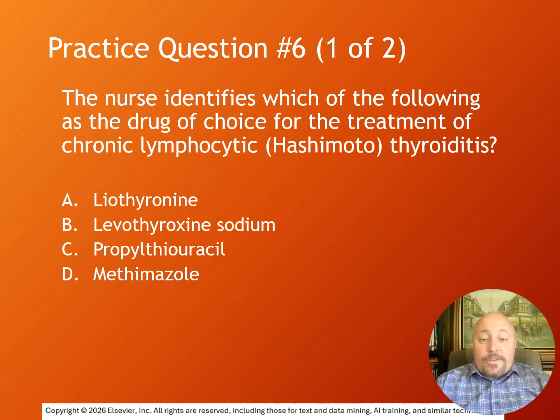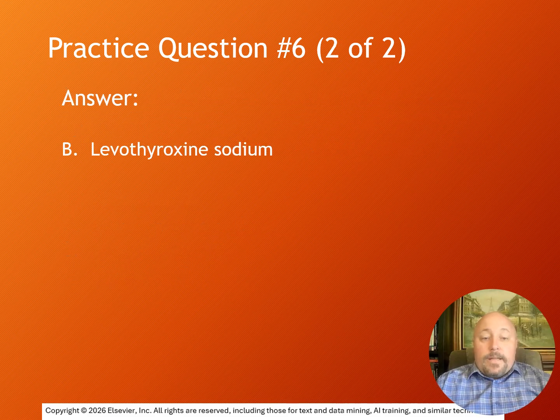Practice question 6. The nurse identifies which of the following is the drug of choice for the treatment of chronic lymphocytic thyroiditis. This is Hashimoto's. This is an autoimmune condition that attacks the thyroid. Would that be A, liothyronine, B, levothyroxine sodium, C, propylthiouracil, or D, methimazole? And that answer is going to be B, levothyroxine or Synthroid. In this case, Hashimoto's is that autoimmune condition that's attacked the thyroid and it's no longer able to produce thyroid hormone of its own, so we're giving it synthetically.